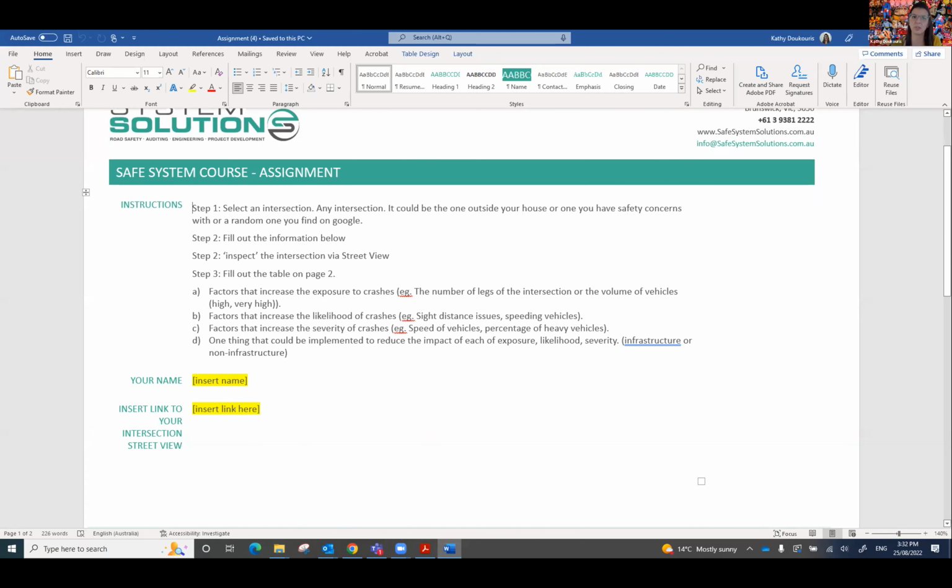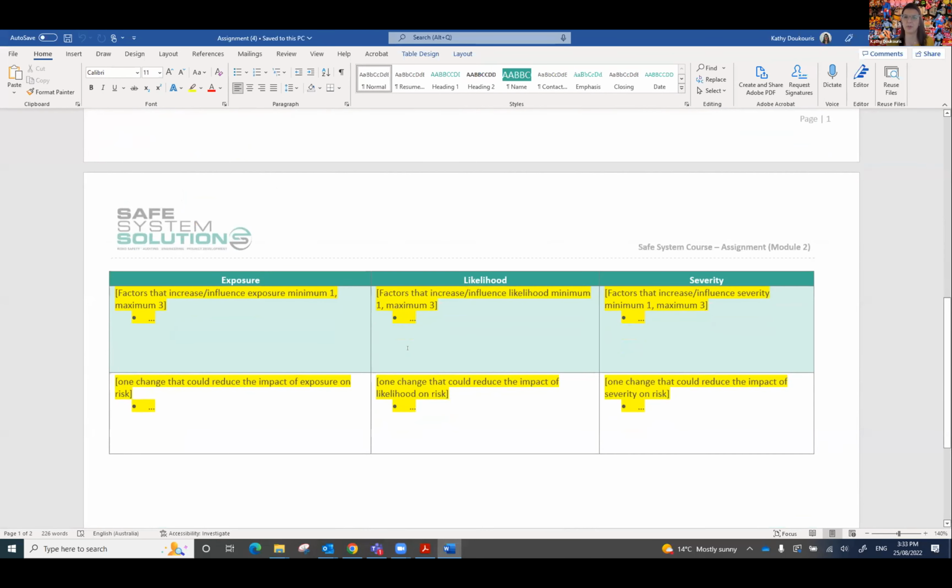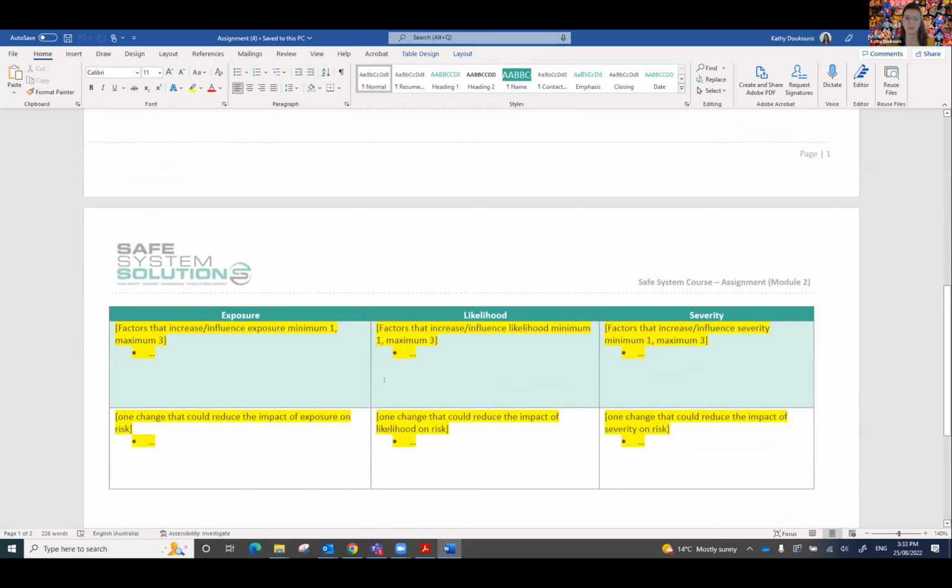So we can also have a look at the intersection. And you don't actually have to go out and see it. You can do it all from the comfort of your computer. And basically what you do is inspect it via street view. And what we're looking for you to get a good understanding of at this stage is the factors that increase exposure to crashes, likelihood and severity, and then things that can be done to reduce each of those. So here we go over the second page.